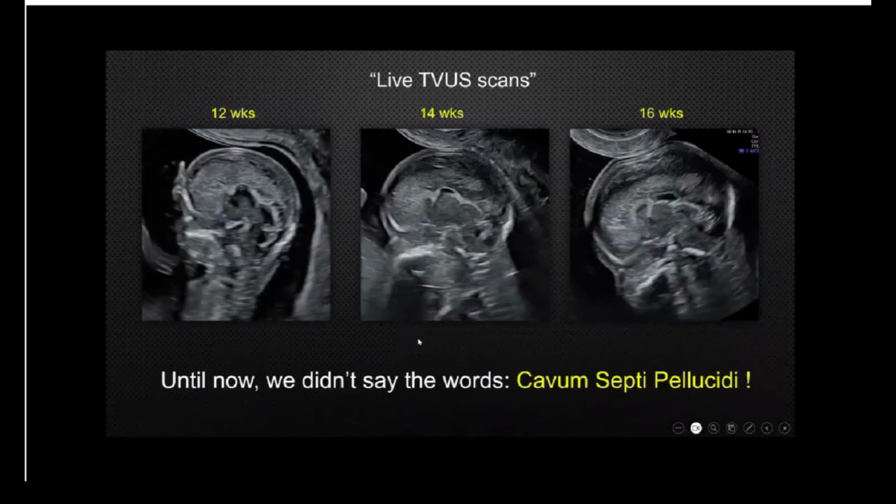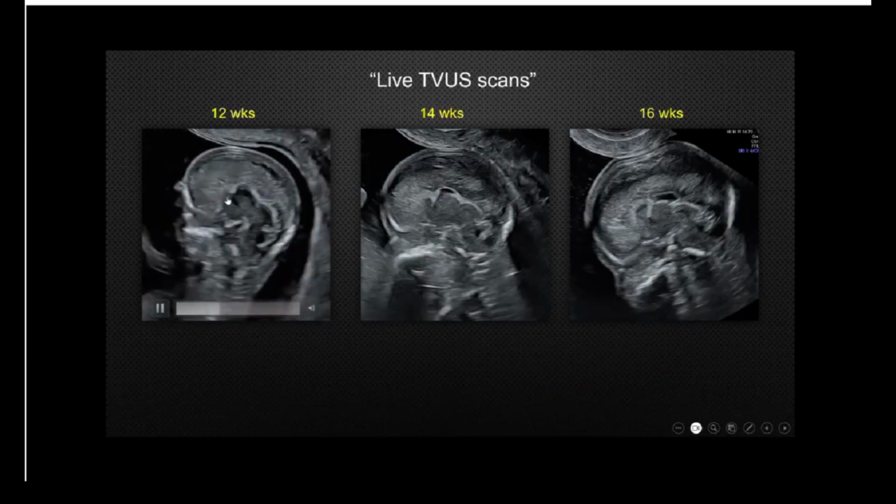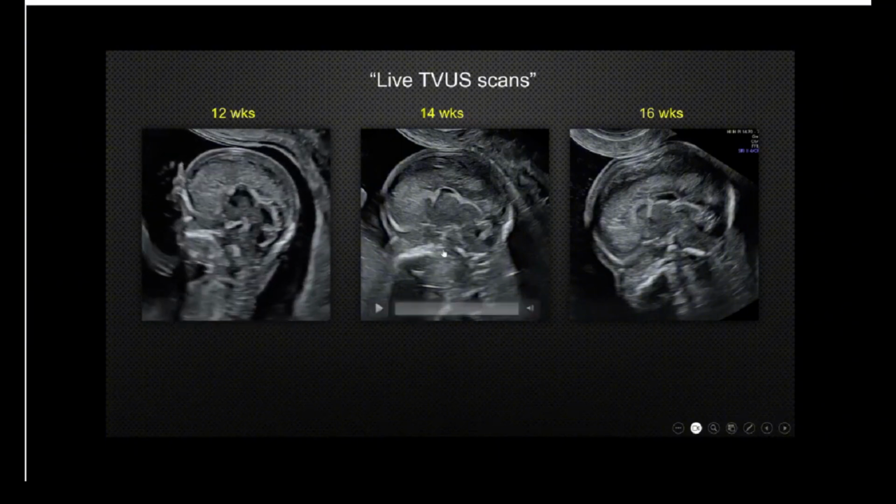Now, I showed you 3D and nice images, but let me show you how it looks on the live transvaginal scan. So we start with 12 weeks, and again, you can see here the tela choroidea, the lamina reuniens, and at 12 weeks, there's nothing much more to say. But again, please, there is no cavum septum pellucidum. Don't say the word cavum.